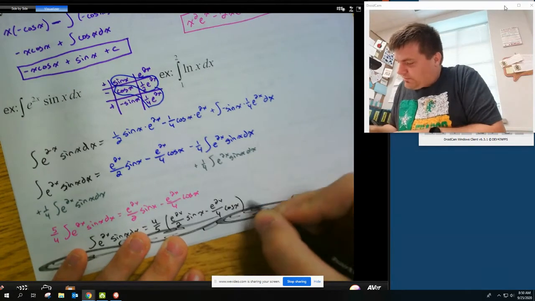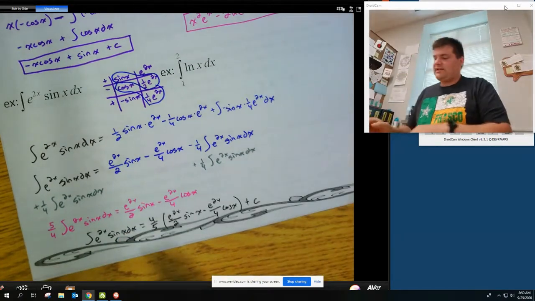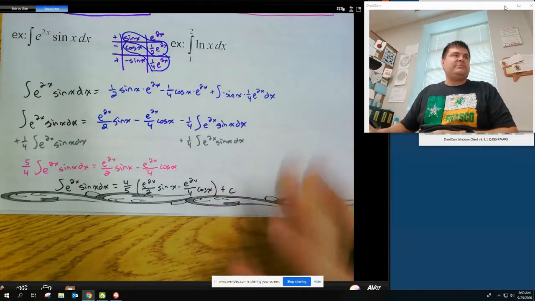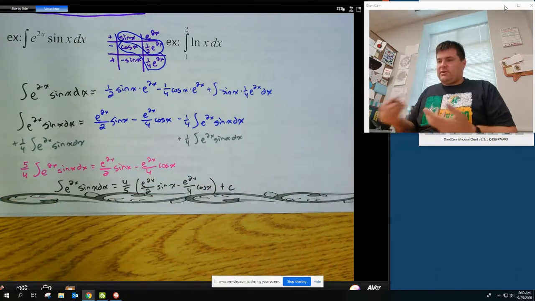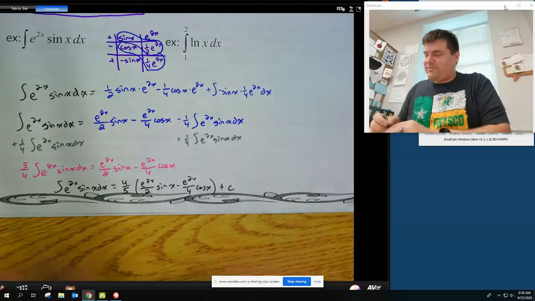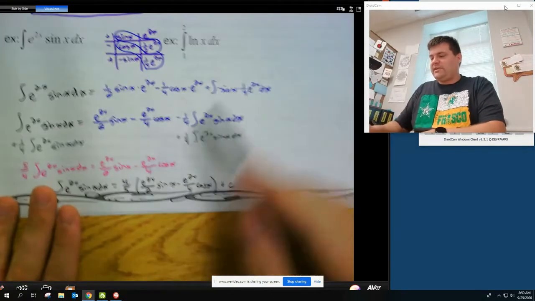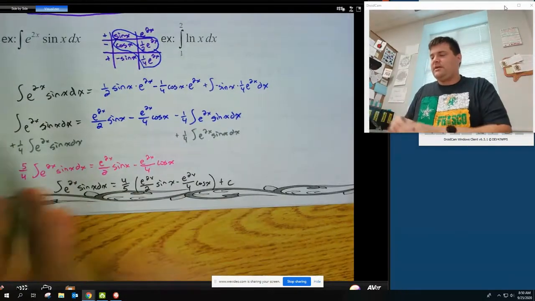And then just don't forget your plus c at the very, very end. That one can get forgotten pretty easily, since we're figuring out that the final answer is right here, just add a plus c. So again, this is the more annoying of the ways, but if you have a repeat, you can go ahead and set it up like this, and then you can solve for the original problem.